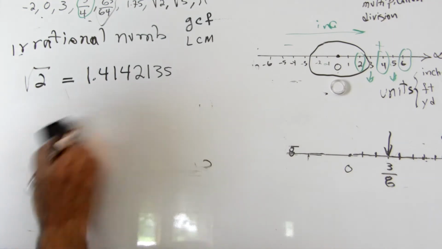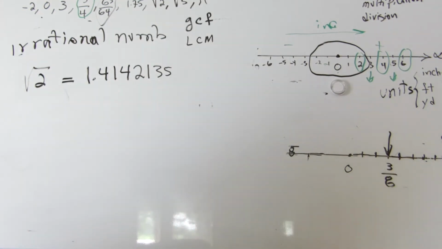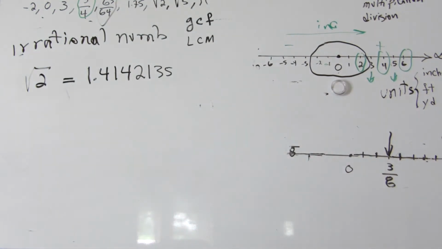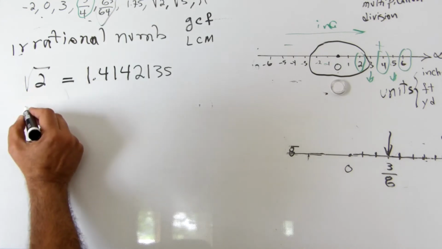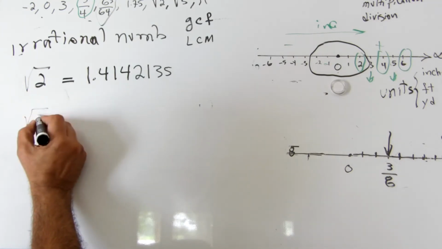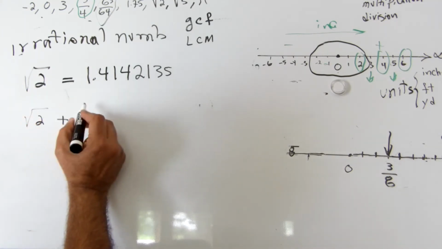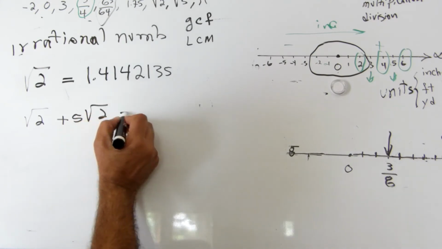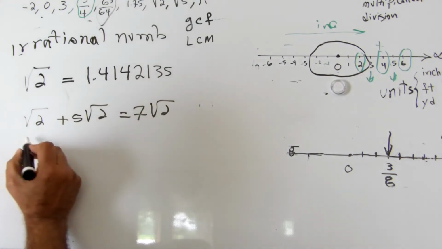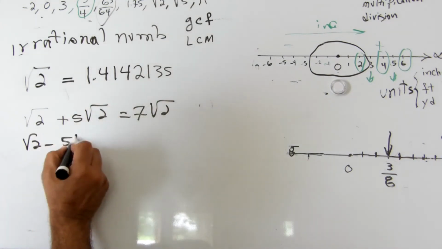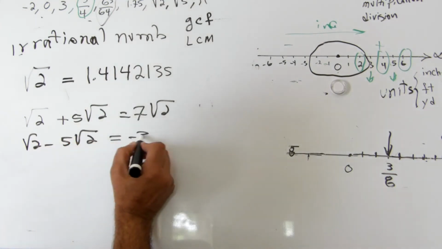Okay, now we're going to go on to subtracting these together. We talked about addition: radical 2 plus 5 radical 2 is equal to 7 radical 2. Or radical 2 minus 5 radical 2 is going to be minus 3 radical 2.